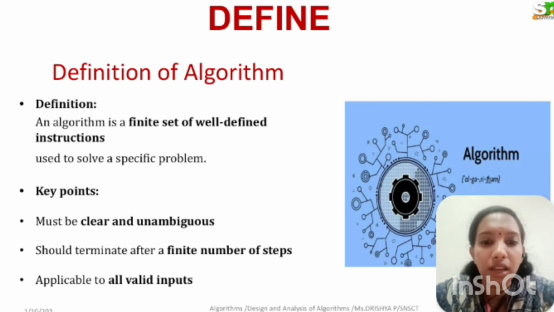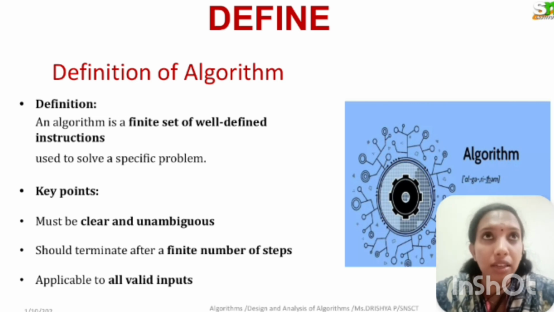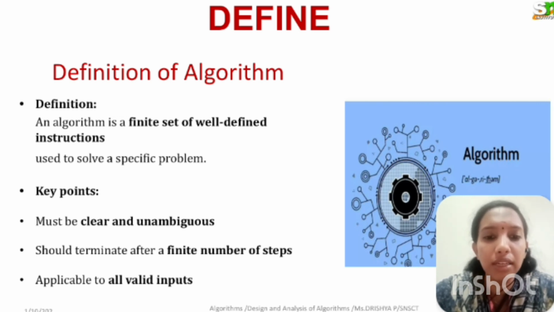Then some key points are: it must be clear and unambiguous, it should terminate after a finite number of steps, and it is applicable to all valid inputs. These are the key points of algorithm. Mainly it must be clear and unambiguous. The algorithm should be in a clear format for writing a program. Then it should terminate after a finite number of steps. We have a starting and an ending. The termination is important. After a number of steps it should end, and be applicable to all valid inputs.